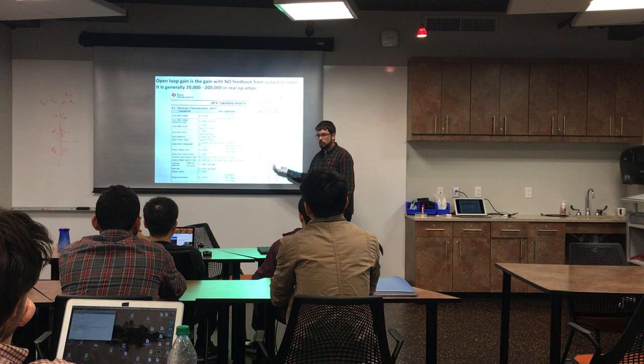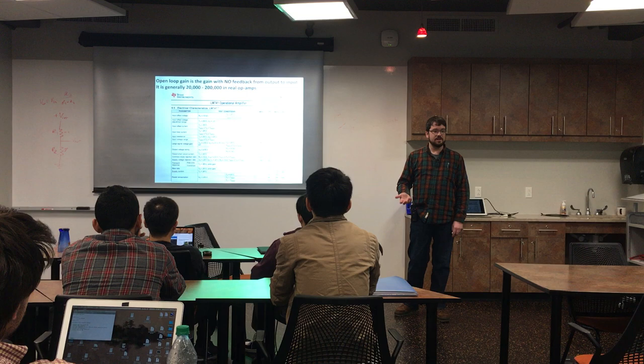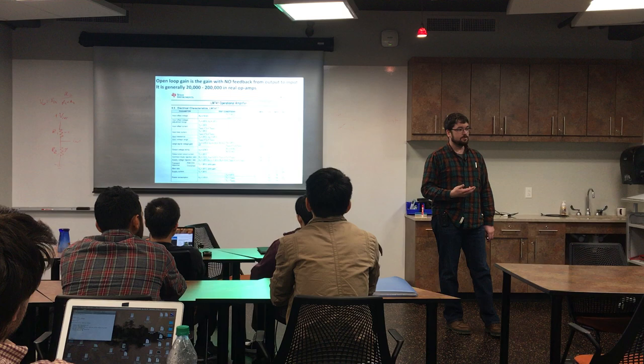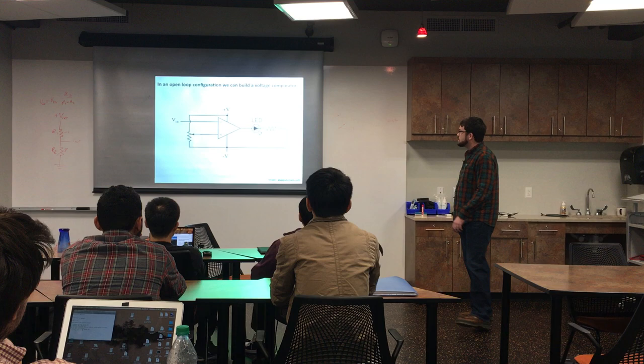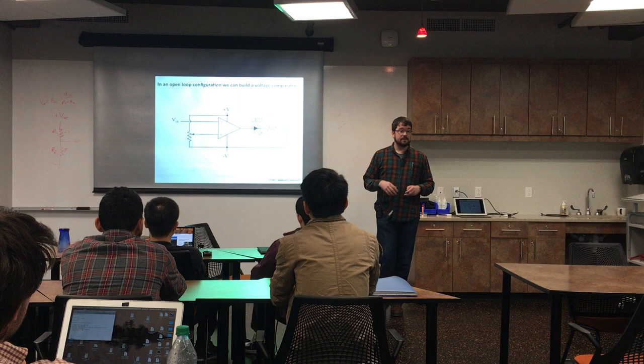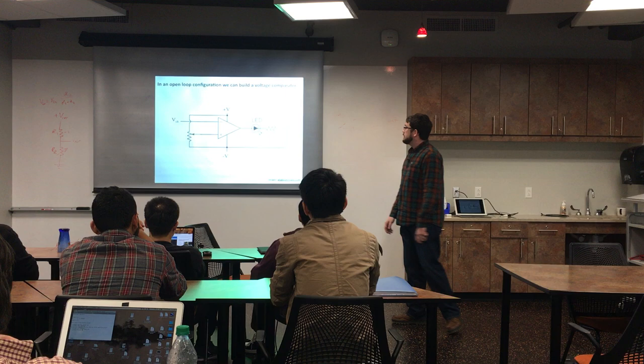That's not very useful for most of our applications. If we put in, you know, we saw in the load cell, multiplying by 1,000 does a pretty good job for what we need. 20,000 would be useless. Also be very noisy, probably. But we can use the open loop configuration to build something called a comparator. There are special chips called comparators you can buy. You can also use an op amp as one. This is a pretty classic circuit. So we're going to analyze this circuit a little bit.